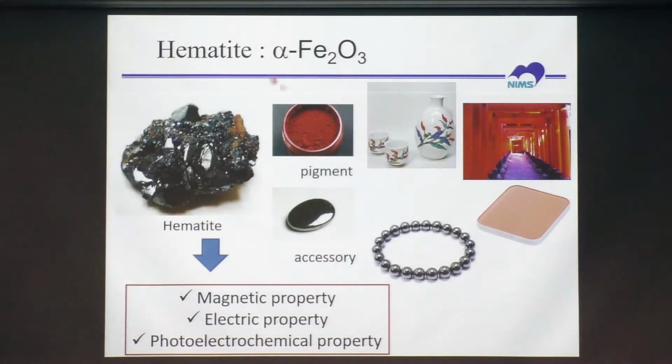Hematite is the most stable, chemically and thermally stable, iron oxide among the many kinds of iron oxides. And hematite is used in many fields like this. But magnetic property, electric property, and photochemical properties are not that high. But my interest is that those properties could be improved by making the orientation of the hematite.